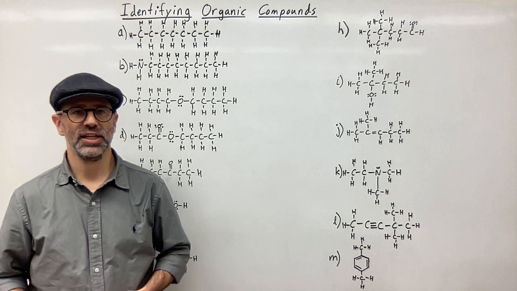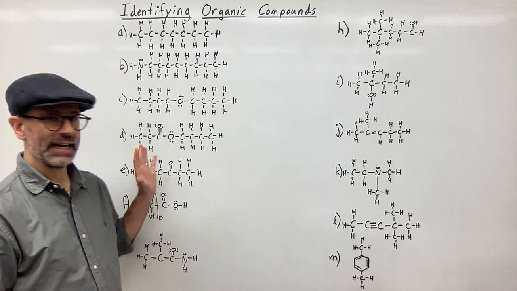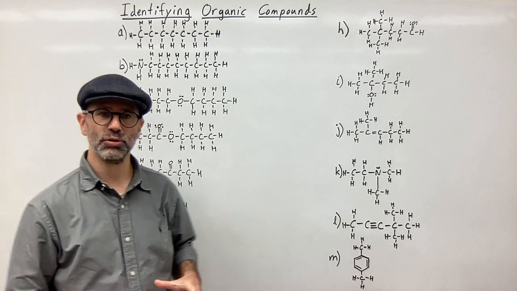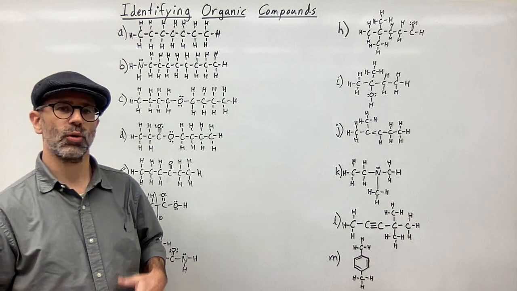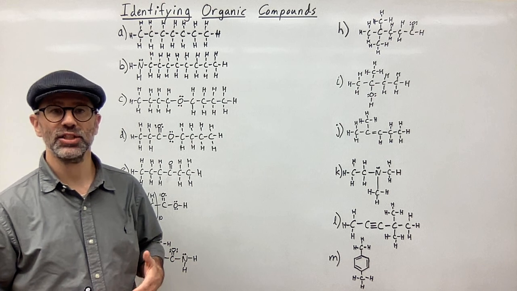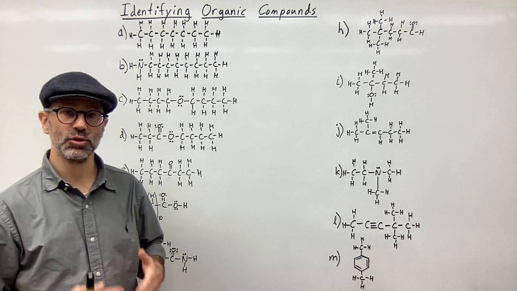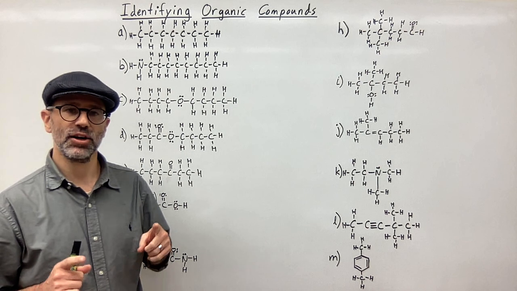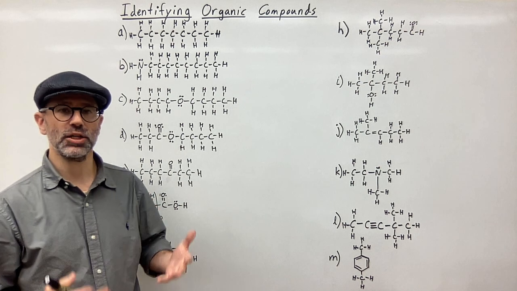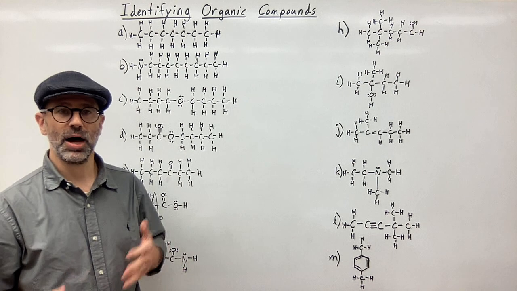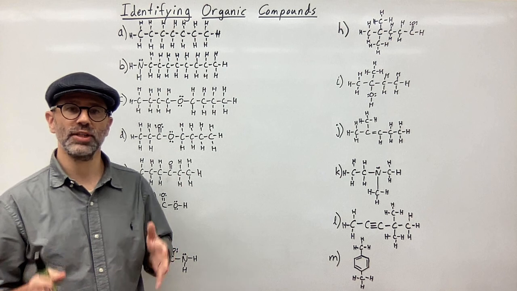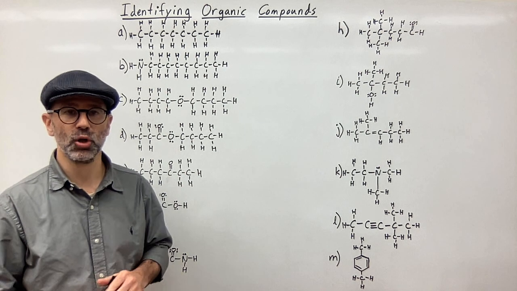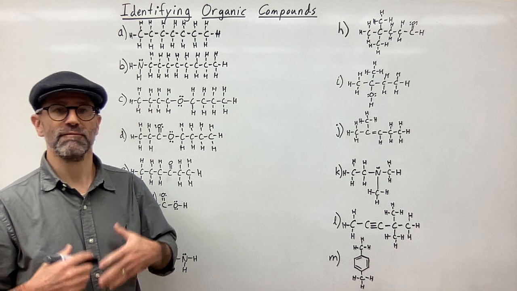So let's get into this. On the board you can see I have a bunch of organic compounds written down with their structural formulas. We're going to identify what group each of these organic compounds belongs in. The key is to identify what functional groups are in the molecule. The functional group will tell you what kind of organic compound it is and what group it belongs in, hence the name functional group.